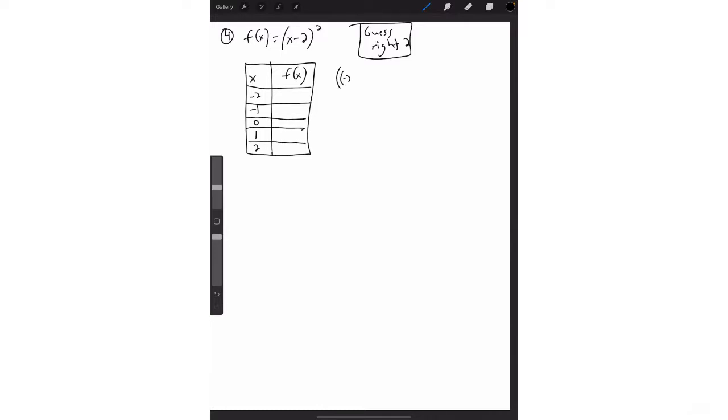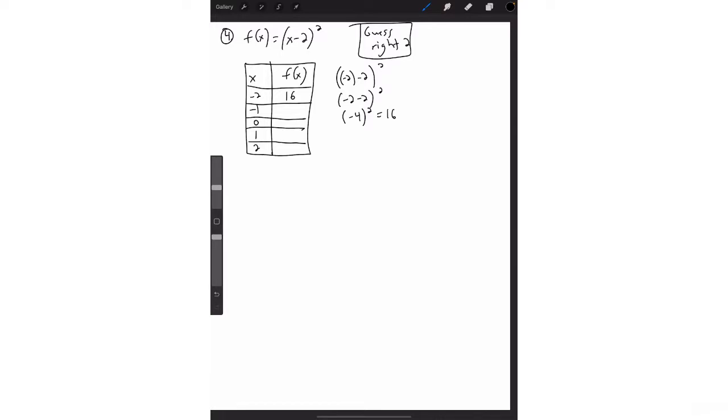So the first one, I get negative 2 minus 2, and then that's squared. Negative 2 minus 2 can be just written like this, because there's nothing I can do inside the parentheses, so I can remove them. Negative 2 minus 2 gives me a negative 4. I subtract 2 from negative 2. And negative 4 times negative 4 gives me a positive 16. Some of these numbers might start getting bigger.